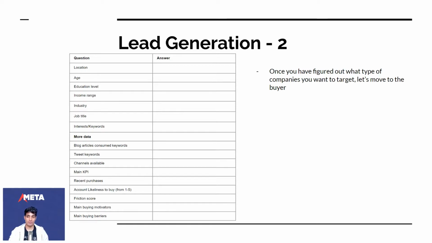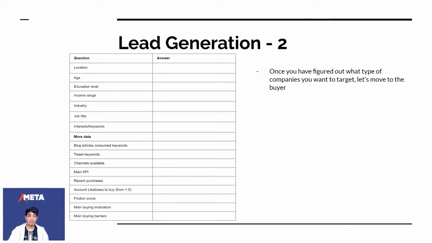Who's the decision maker, right? Firstly, what's his location? And this is usually mapped from the company itself. But sometimes a company could exist, say, in Singapore, and then the decision maker could be in China, right? So you have to get the location perfectly. So here you have to get the location of the decision maker. Then there's age, there's education level, there's income range, there's industry, there's job title, there's interests. What is the person interested in?